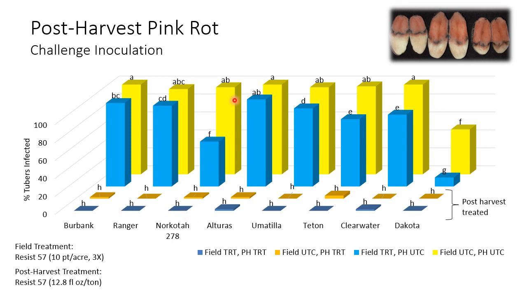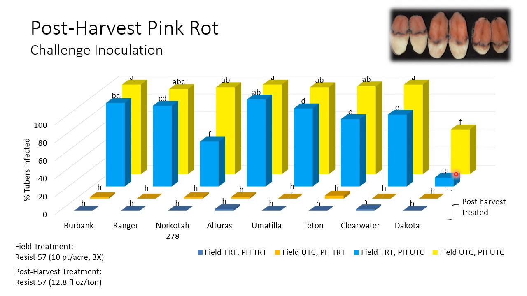And so it's encouraging to see that with this variety, we're getting the biggest reduction with our post-harvest spray. The effect with Alturas was not significant, but it was with Umatilla, also with Teton and Clearwater. So, some of these varieties are responding more to that post-harvest treatment than others. Over here with Dakota, which had less to begin with, that foliar program cut it really, really low, almost not quite to zero, but close to it.